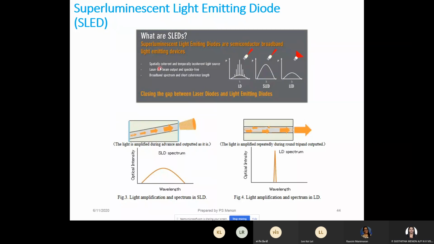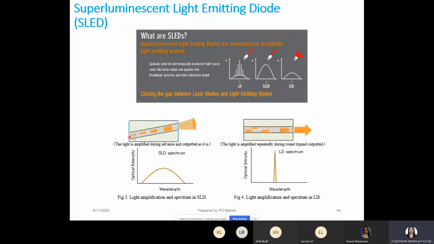Okay, so SLEDs are semiconductor broadband light emitting devices. It's a spatially coherent and temporally incoherent light source, so it's combined. So this is incoherent, this is coherent. So it's a combination of both. So it has a laser light beam output and also speckle-free broadband spectrum and short coherence length.